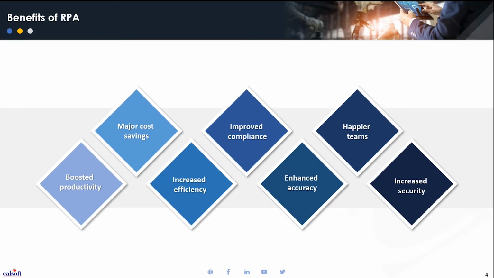Human error or human judgment no longer contributes to being an important factor in the workflows. 100% accuracy is possible when you automate making use of RPA technology. Increased security. With carefully architected workflows, data breach through a robot is next to impossible.